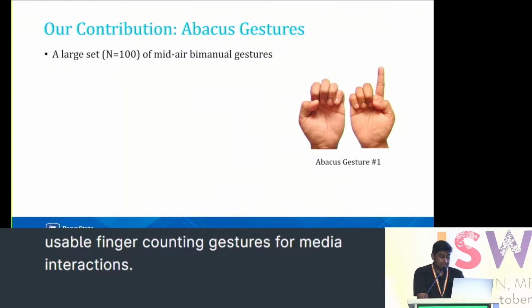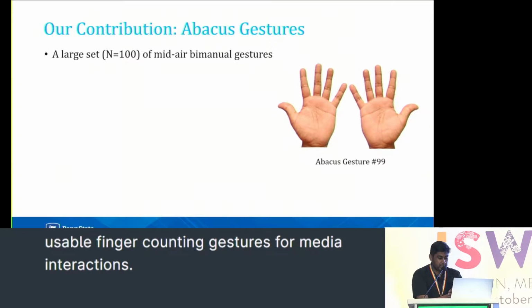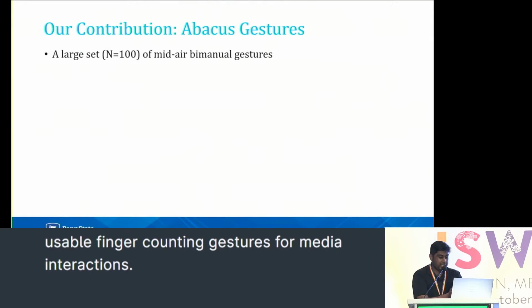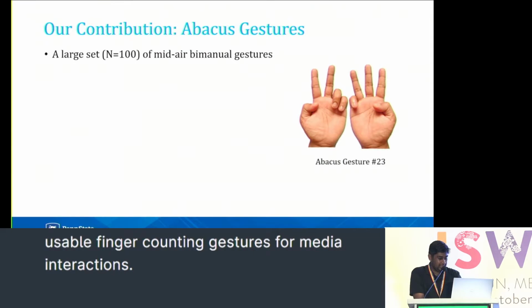Our contribution is Abacus Gestures, which are midair finger counting gestures using the classical finger abacus technique, also known as chisanbop. Each gesture has an arithmetic representation starting from number 0 up to 99. On the right-hand side, you can see gestures 1, 2, 11, 23, and 99.